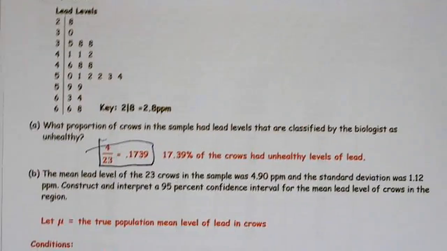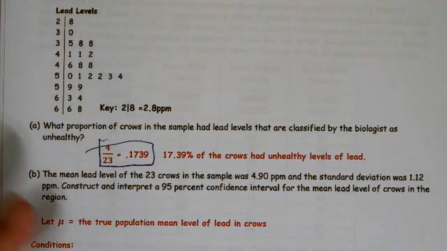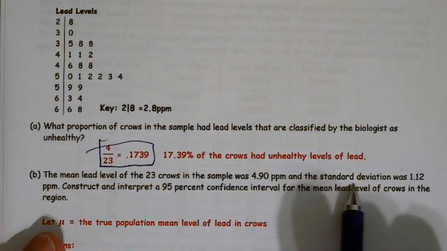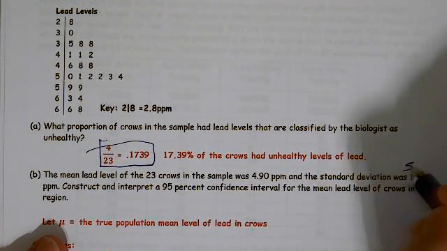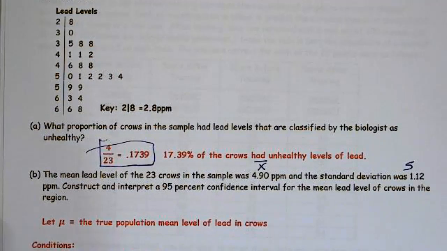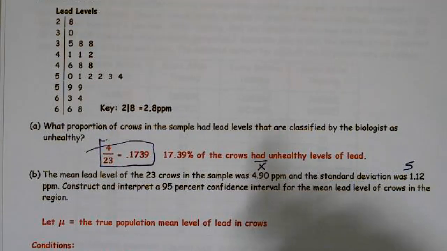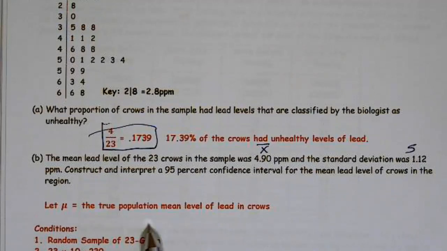The mean level of lead of the 23 crows in the sample is 4.9, and the standard deviation was 1.12. By the way, this is from the sample, so this is s, and this is x bar. Construct and interpret a 95% confidence interval for the mean level of lead in crows in the region. When we're calculating confidence intervals, it's because we don't know the population mean and we're trying to find an estimate. So let mu equal the true population mean level of lead in crows. Make sure that you have all of that so that it's in context.